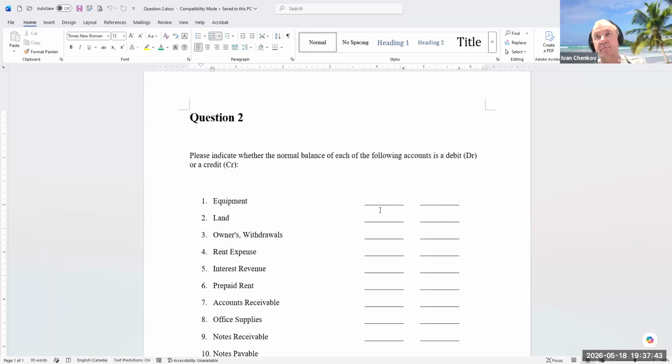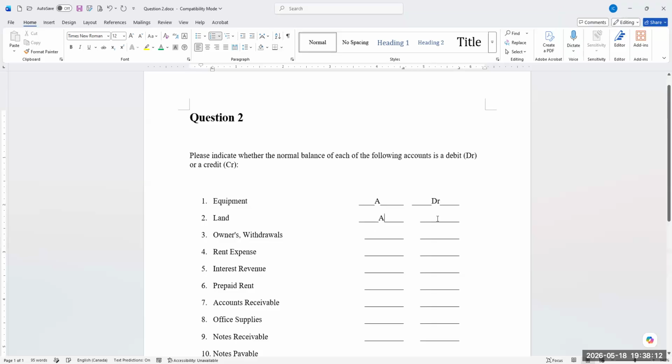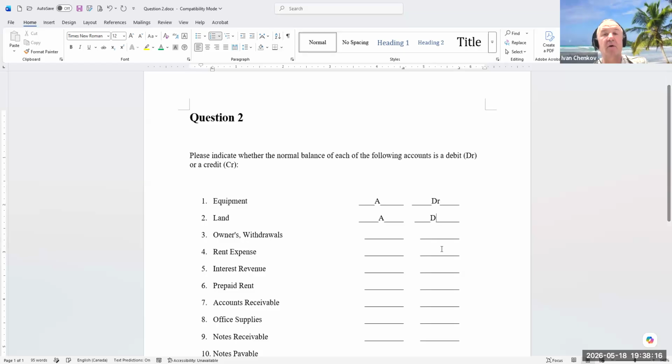Equipment, debit, because what kind of account is it? An asset. Let me see what I'm sharing with you. Yes, I'm sharing the right thing. Let me open the chat so I can see what you're saying. Equipment is clearly an asset, normal balance is debit. How about land? What kind of account is it? An asset. What's the normal balance? Debit, always.